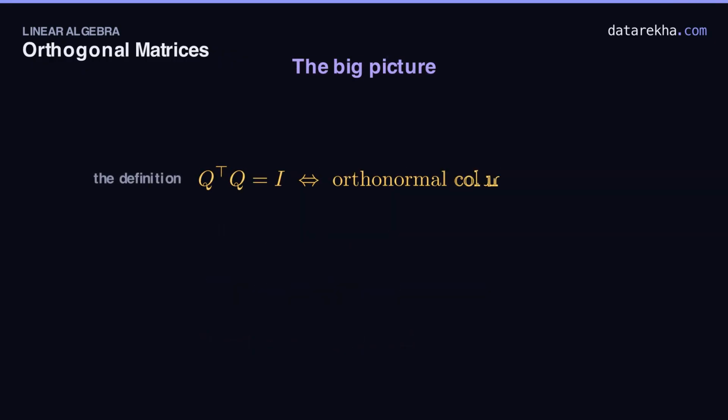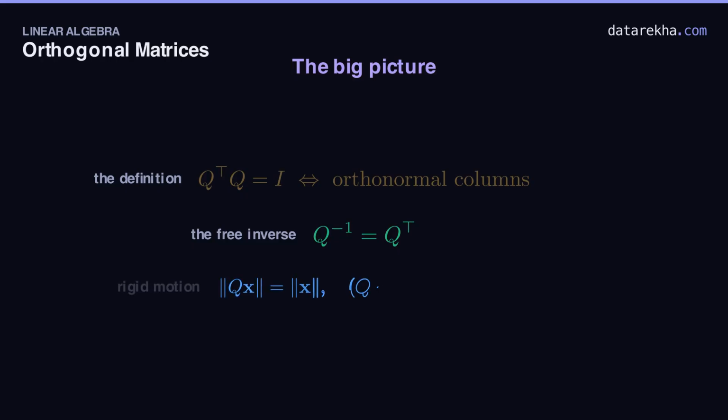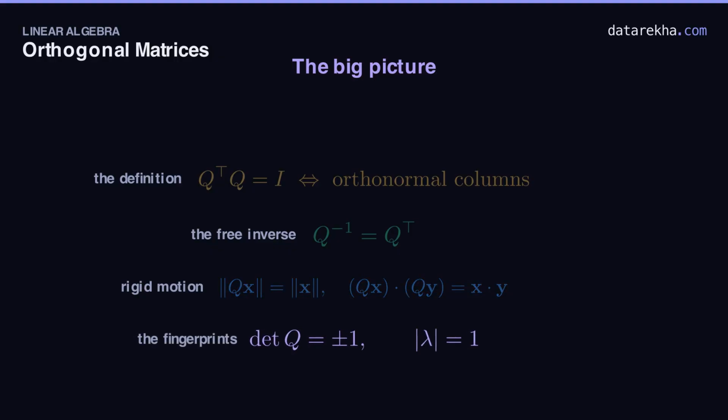Let's lock it in. A square matrix is orthogonal exactly when its columns are orthonormal, the same as Q transpose Q equals I. Its inverse costs nothing. Just transpose it. Q inverse equals Q transpose. It is a rigid motion, preserving every length and angle, because Q transpose Q quietly cancels inside the algebra, and its two fingerprints: the determinant is plus or minus 1, rotation or reflection, and every eigenvalue has size 1. Hold those 4 lines, and orthogonal matrices will never puzzle you.